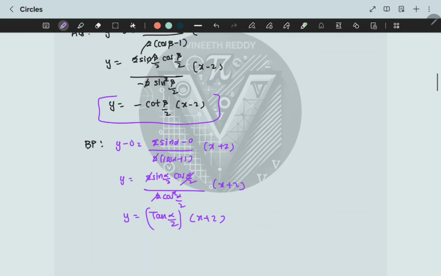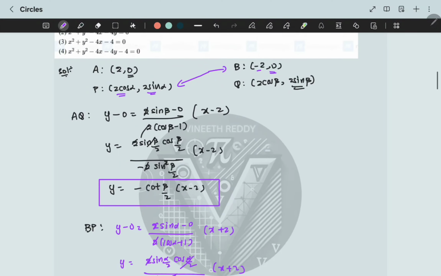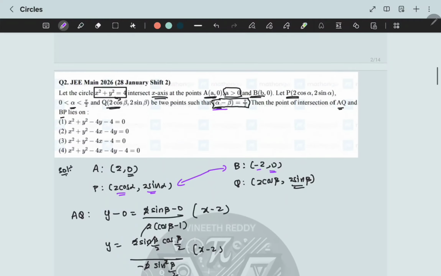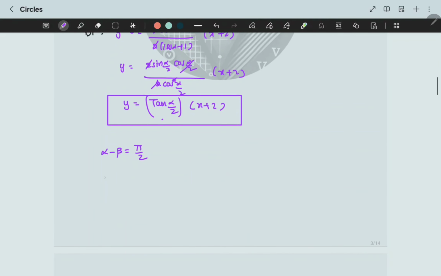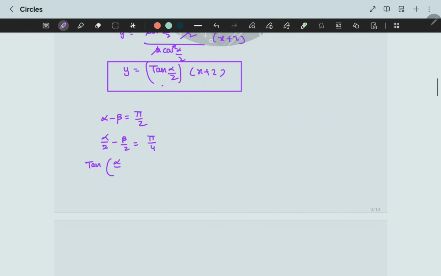Now, okay, let us see what can be done. We need the point of intersection. One way is we have to eliminate alpha and beta. For that we have this relation. Or since I can generate tan alpha by 2 and tan beta by 2 from here, why don't I do it in this way? Alpha minus beta is equal to pi by 2, right? That means alpha by 2 minus beta by 2 is equal to pi by 4. Let us apply tan on both sides. We get tan of alpha by 2 minus beta by 2 is equal to tan pi by 4.